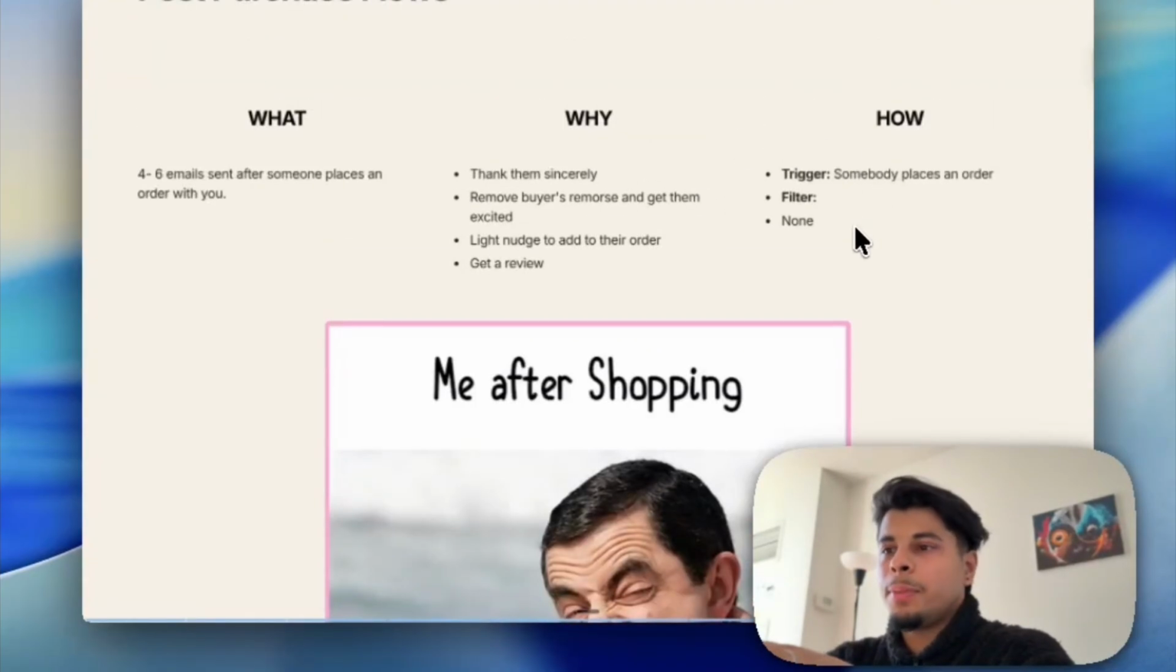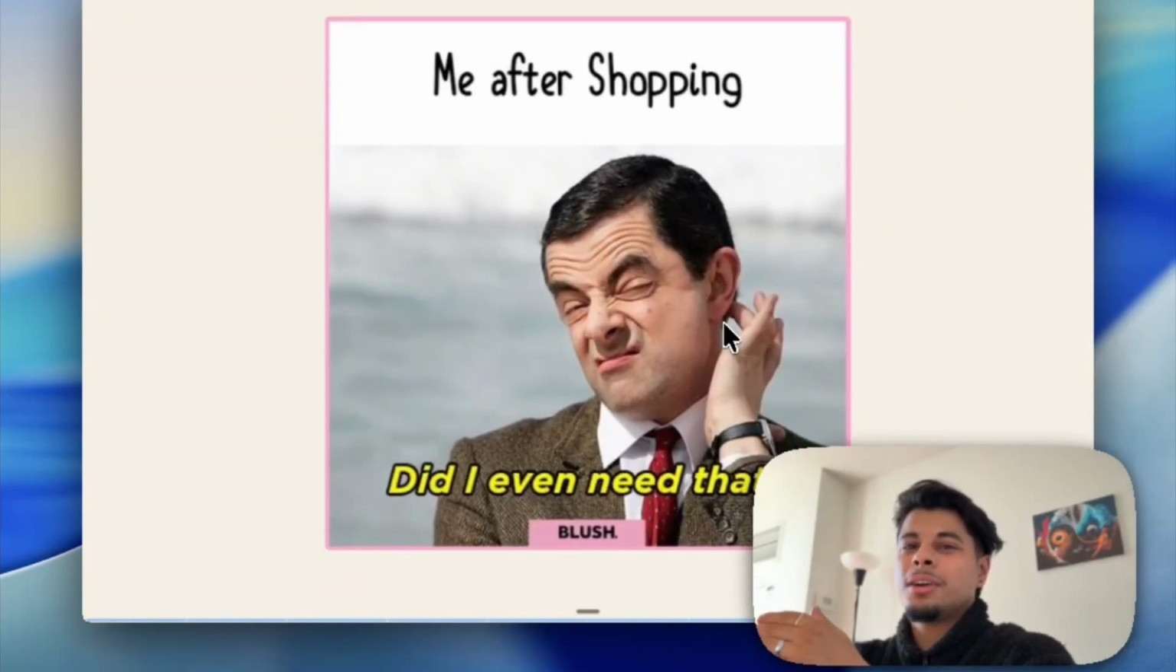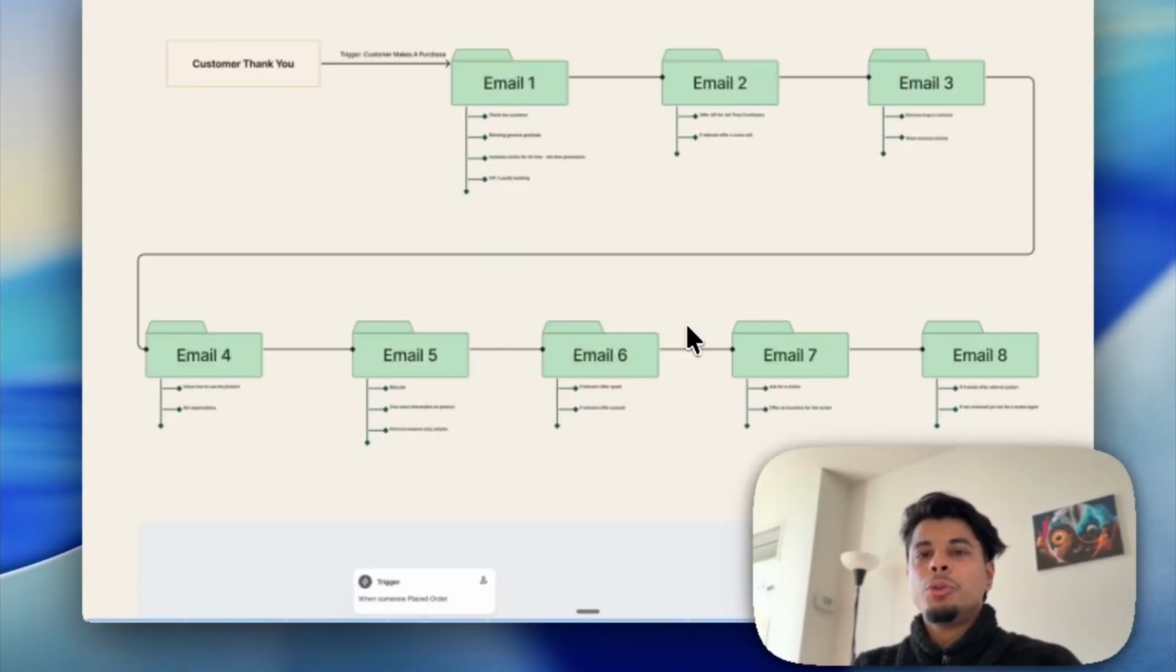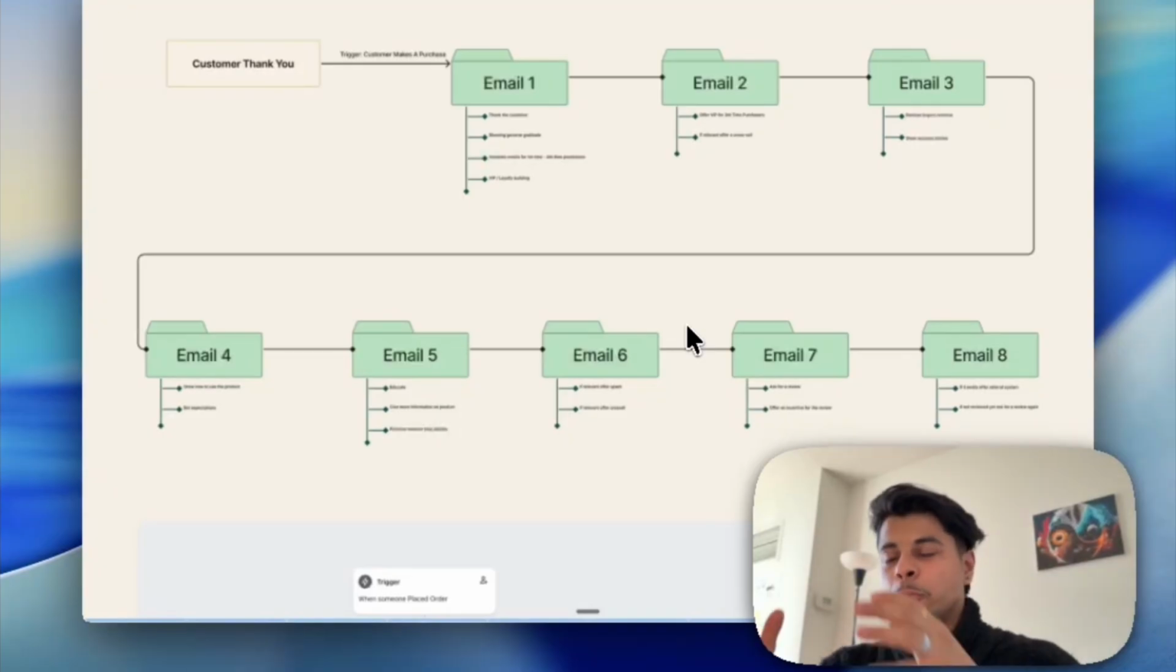And the filter will hear literally nothing. This is the situation of the customers when they didn't hear anything from you. So you need to have at least 5 to 8 emails in your post-purchase flow.